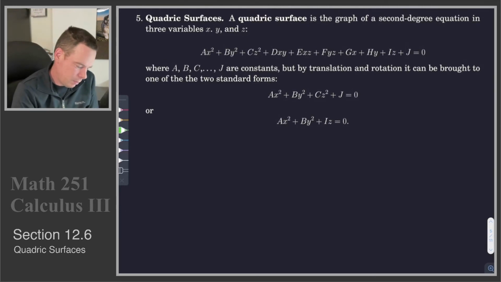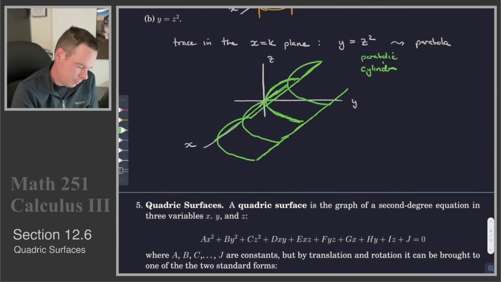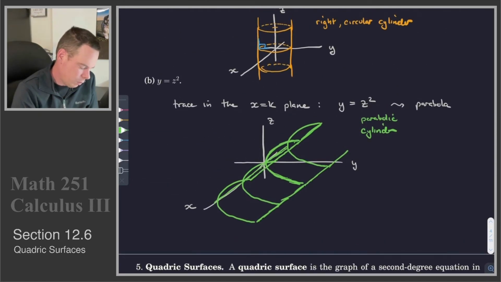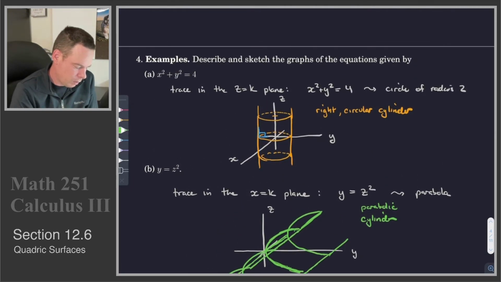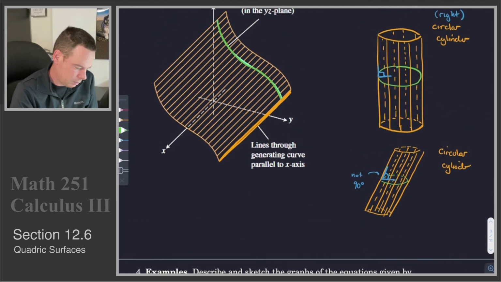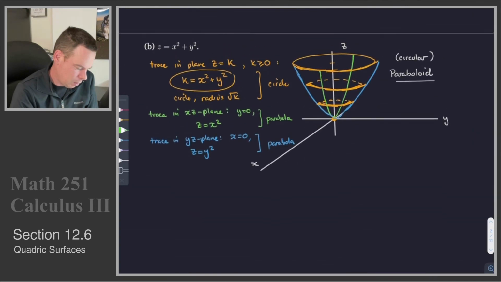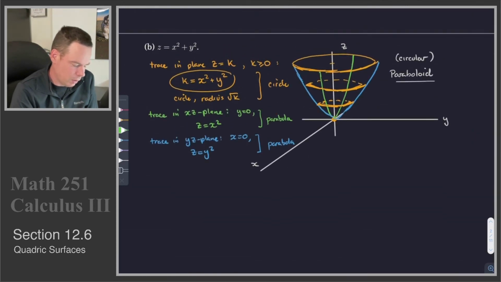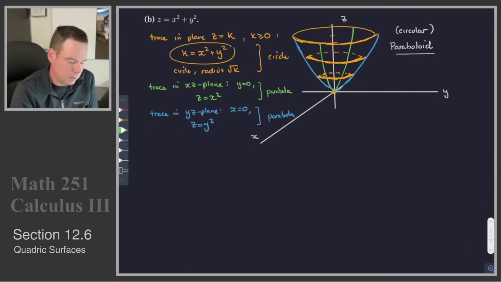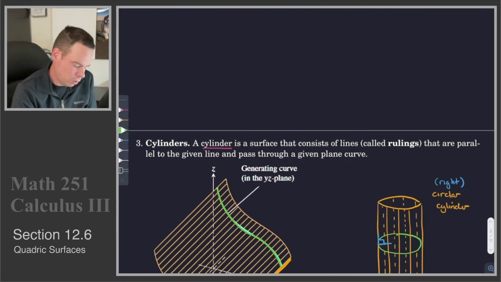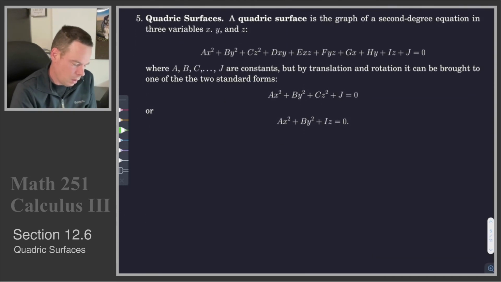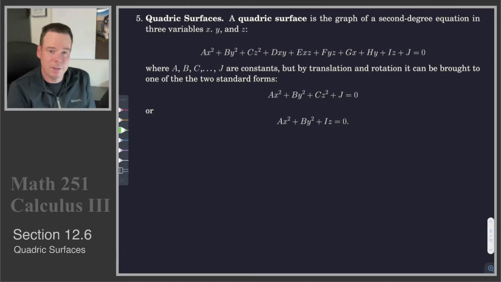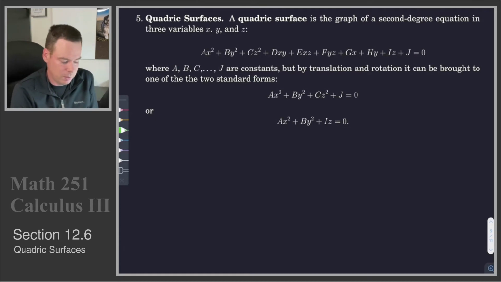So for example, let's scroll back. We've got y equals z squared, or x squared plus y squared equals 4. We keep going back up here: z equals x squared plus y squared. So in all of these cases, the highest power we have was essentially a square. In general, a quadric surface is the graph of a second degree equation in 3 variables, x, y, and z, where the highest power is a 2.